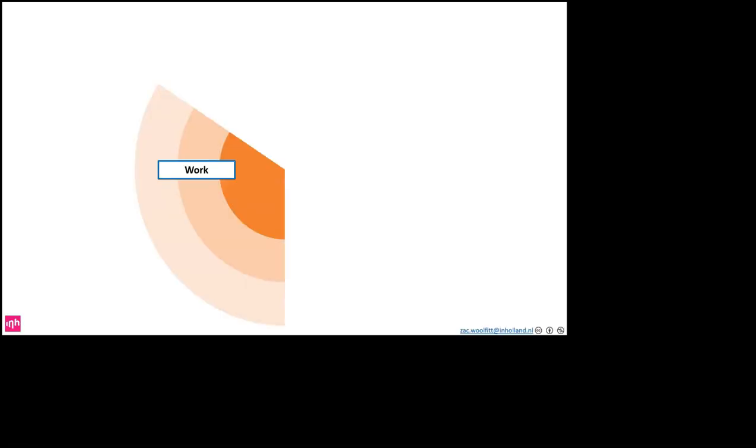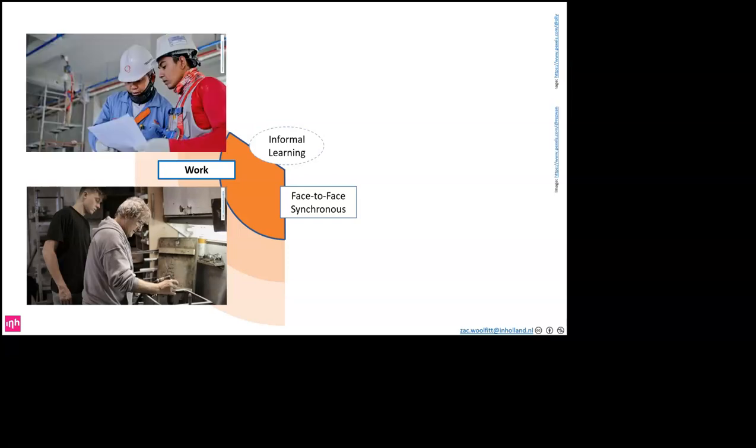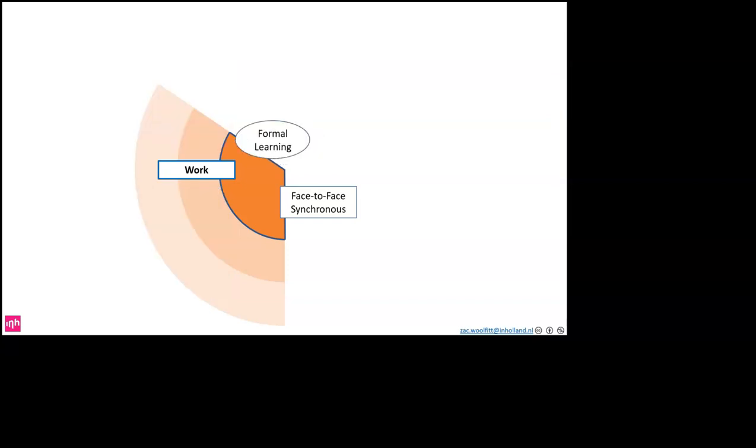Let's look at the work environment now. When you're learning at work, we'll look at the three areas. Face-to-face synchronous, well, again, quite a lot happens informally. When you're just interacting with colleagues, there's no specific training. You're picking things up as you go. Or you might just be in discussion with somebody and you're learning on the job.